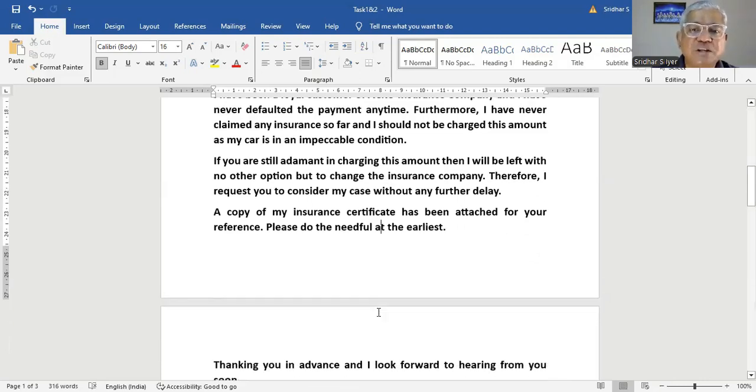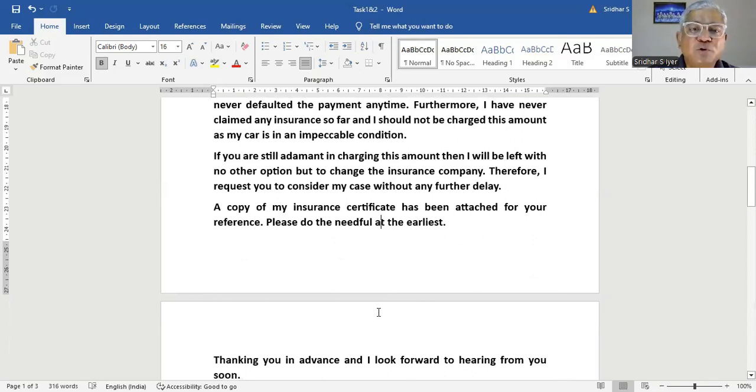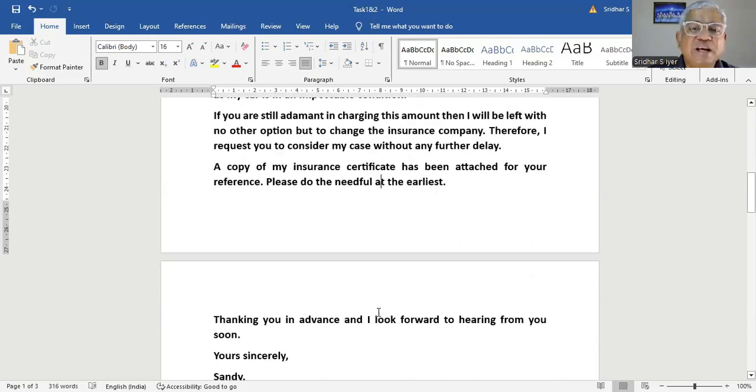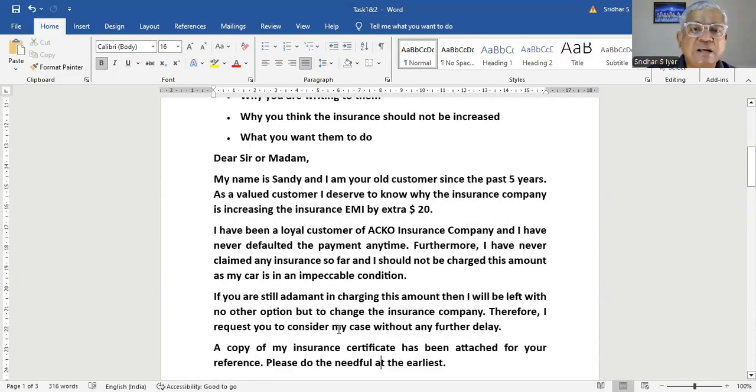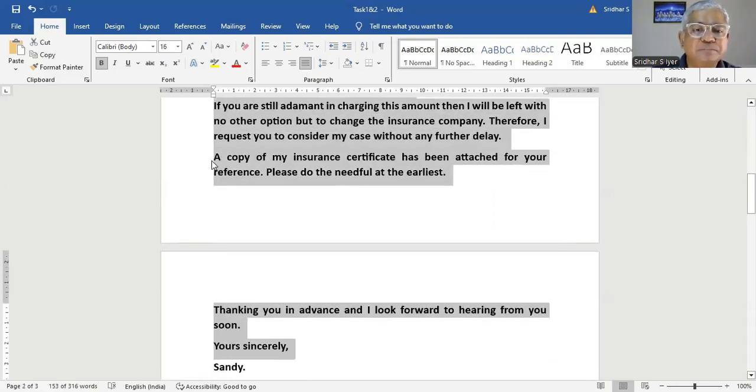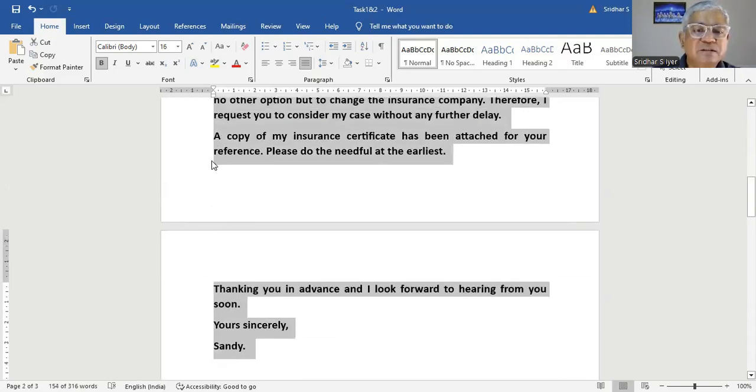A copy of my insurance certificate has been attached for your reference. Please do the needful at the earliest. Thanking you in advance. And I look forward to hearing from you soon. Yours sincerely, Sandy. Let's see how many words I've written. If it's exceeded 150 or 160, then it's a good one. Yes, it has exceeded 150.